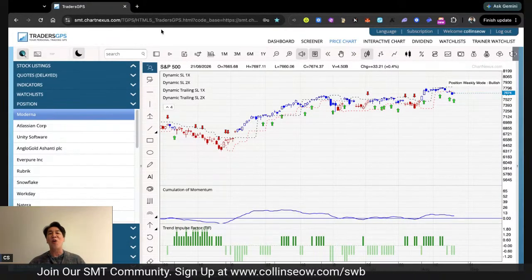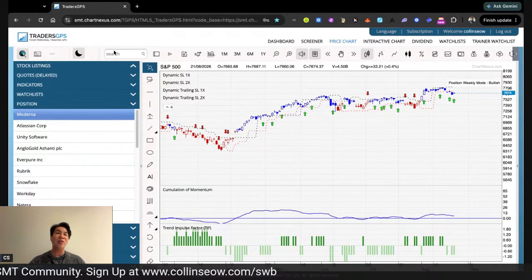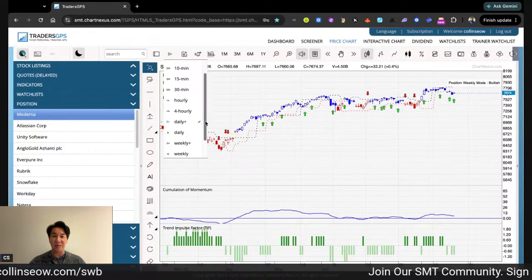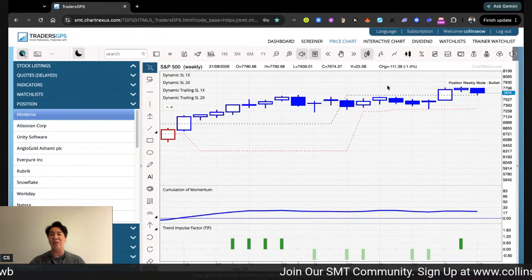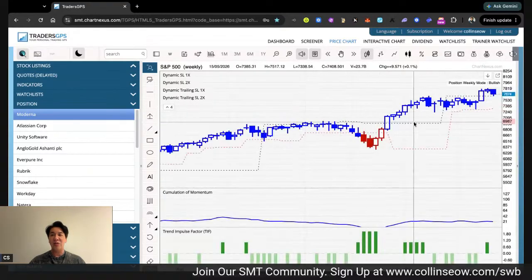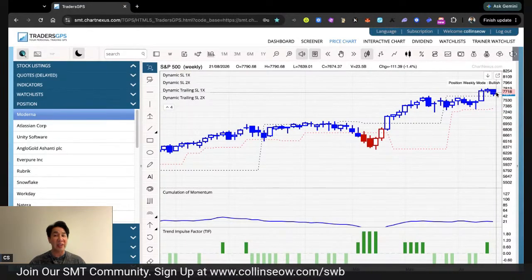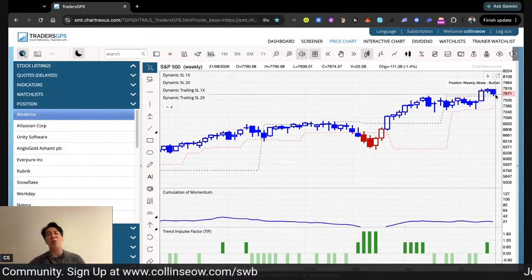For long term, we're going to position weekly. We're going to use the S&P 500 to take a look at the long-term trend. From here, you can see right now it is still blue in color. Every week there will be one new update.